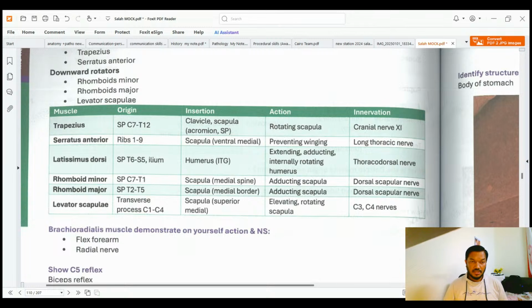So trapezius from spinous process of cervical 7 to thoracic 12. Insertion to clavicle, scapula, and acromion. And action, trapezius, rotating scapula. Action also they asked or no?